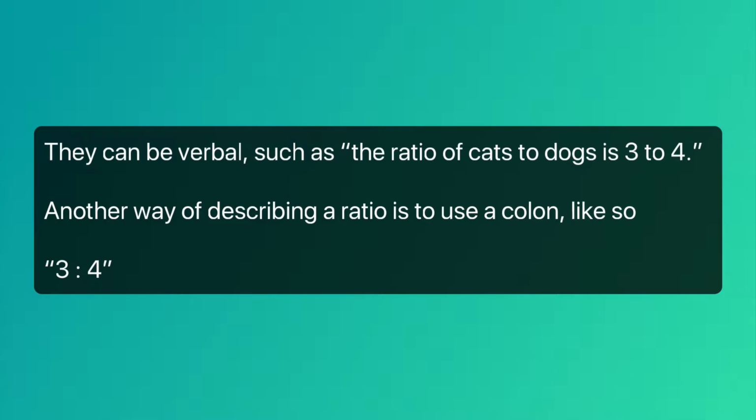Ratios do not necessarily represent the actual number of two different things. In this example, you don't know if there are actually 3 dogs and 4 cats, or 6 cats and 8 dogs, or 600 cats and 800 dogs.